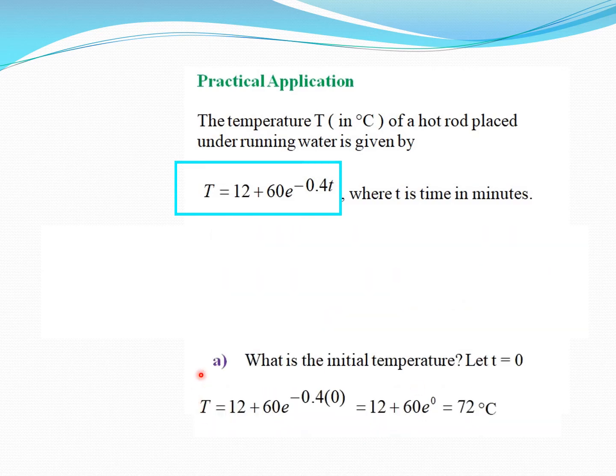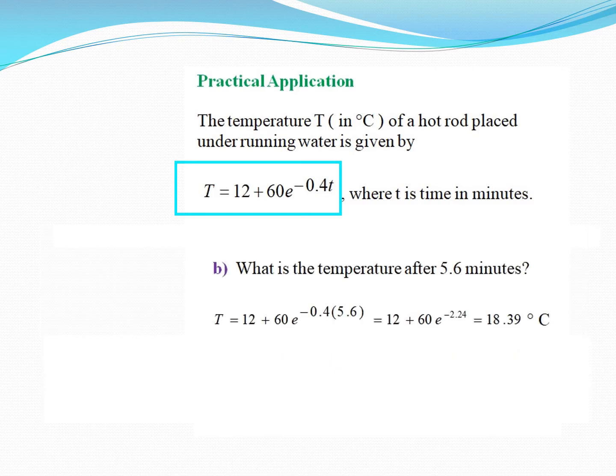So looking at part A, what is the initial temperature? So t equals 0. So we substitute 0 in for t, just like we've done here. And that's 12 plus 60 e to the 0. So calculating that in the calculator, it'll return 72. But you can see that e to the 0, any number apart from 0 to the power of 0, is equal to 1. 1 by 60 is 60, plus 12 is 72 degrees Celsius. So the initial temperature is 72 degrees Celsius.